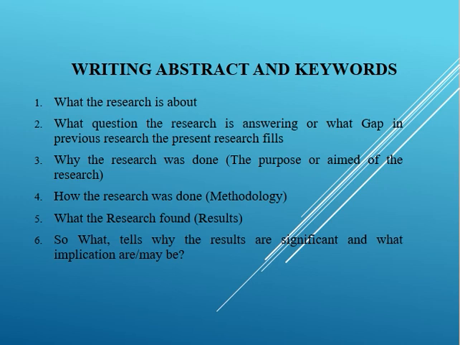After that, you need to answer question number 5, what the research found, meaning what the results are. You need to show your results in one or two sentences. One sentence is much better. You need to mention how your result is better than the existing algorithms. And at the end, the last sentence of the abstract is the outcome of the research. Here the question is why the results are significant and what the implications may be. How the results are significant means you need to mention the outcome of the research.